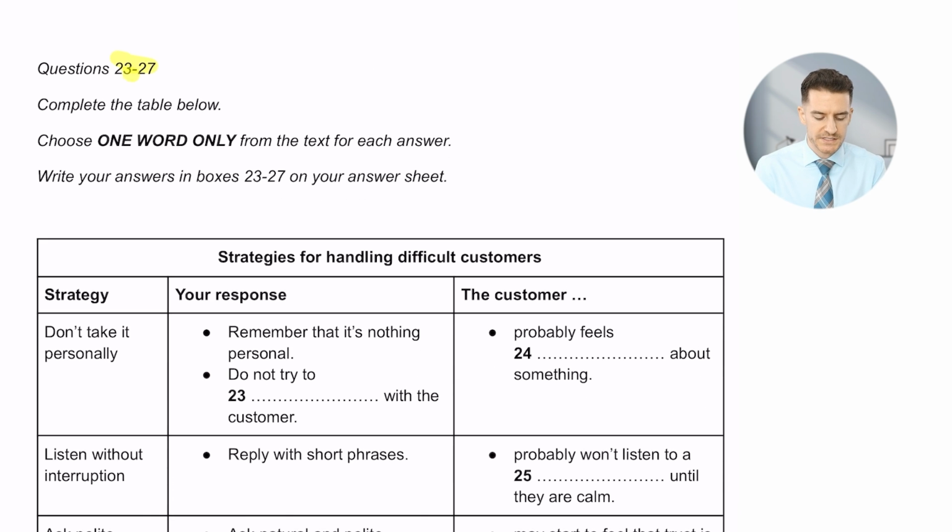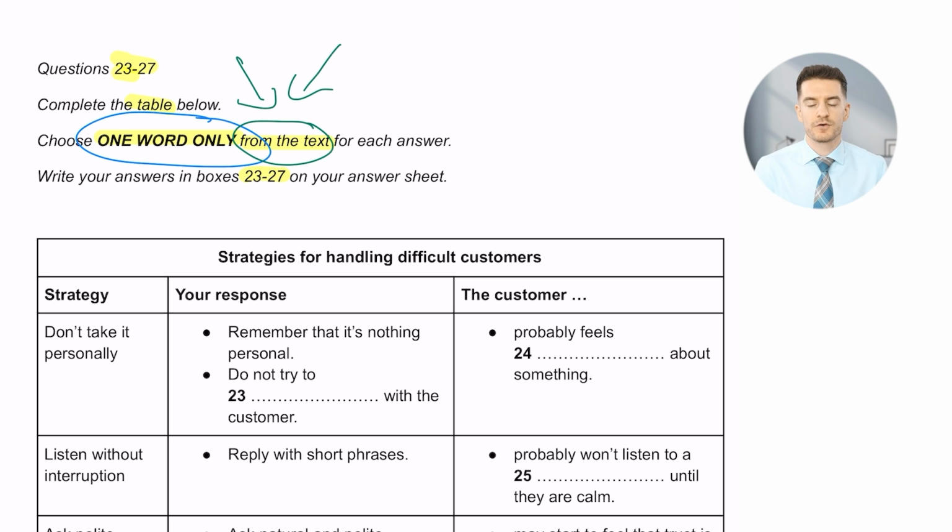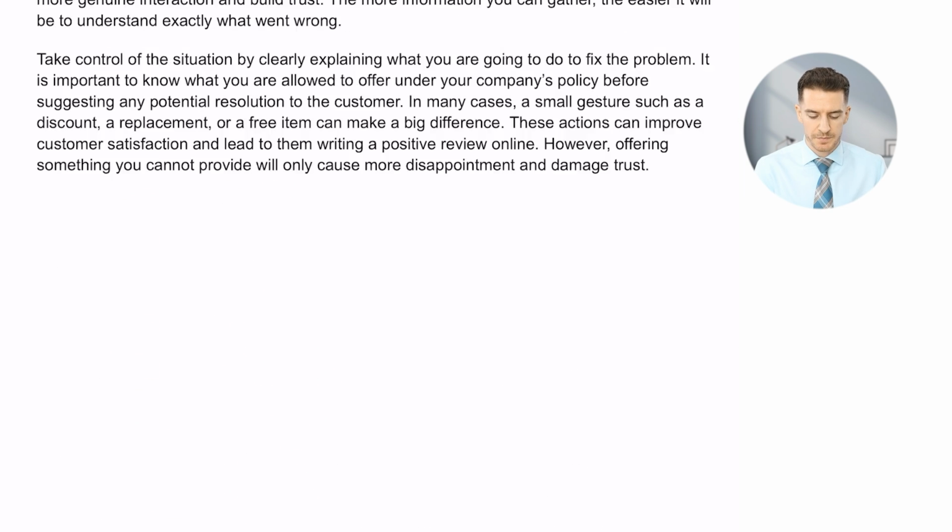Questions 23 to 27. Complete the table below. Choose one word only from the text for each answer. Write your answers in boxes 23 to 27 on your answer sheet. Now, remember with the last text up above, that was 2 words only. This one here is 1 word only. Okay, so be very careful of that. Always read the instructions. And again, look what it says, from the text. Okay, from the text. So you just look at the text up here.